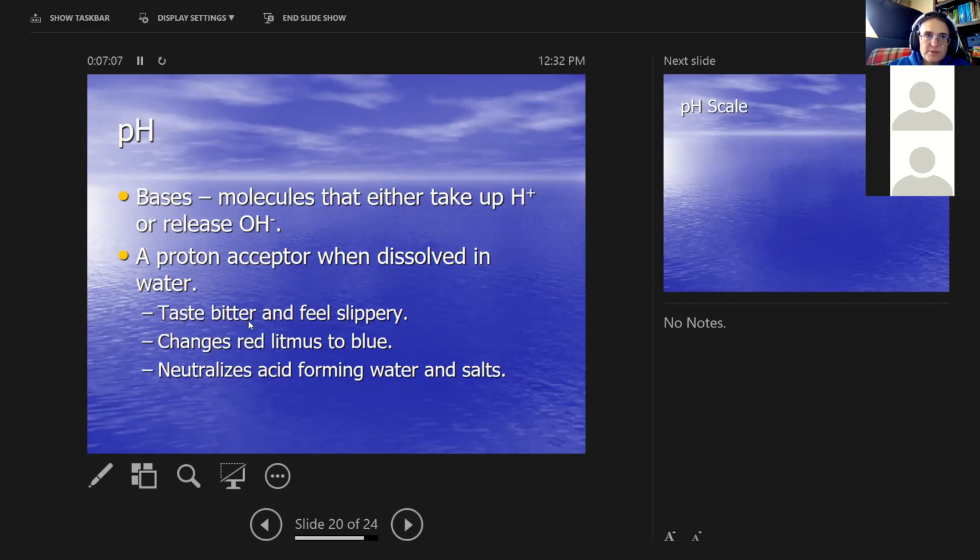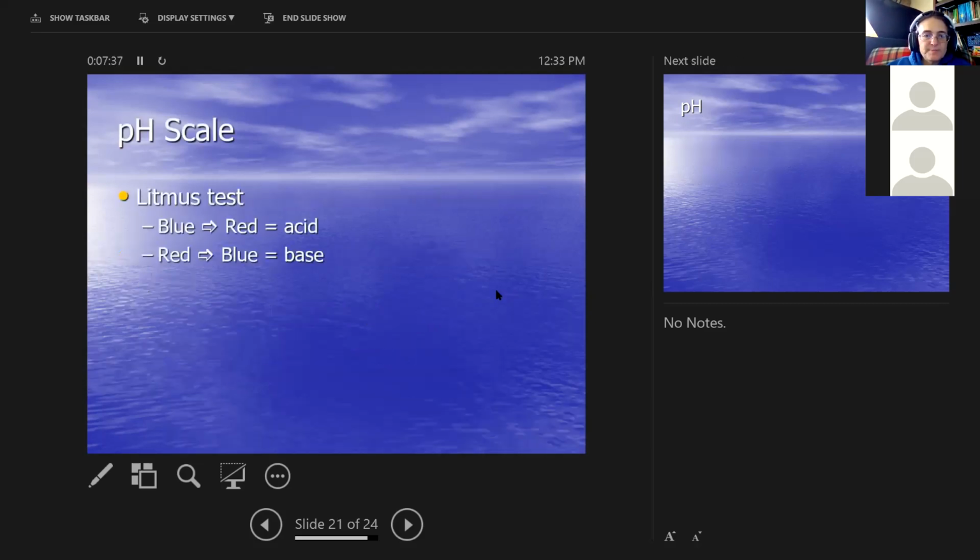A base tastes bitter as opposed to sour. That's a slight distinction sometimes, but think about it. It's going to feel slippery. So soap, if you've ever had your mouth washed out as a kid because you said something you shouldn't have, that's a base. It tastes bitter and it feels slippery. It's going to do the opposite with litmus: with red litmus, it'll turn it blue. And then, of course, it neutralizes an acid. It's the other half of the neutralization equation, and you're still going to wind up with water and salts. pH scale.